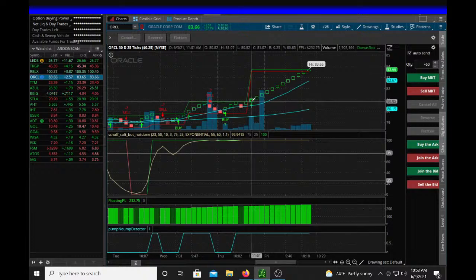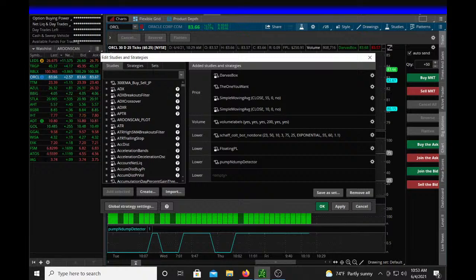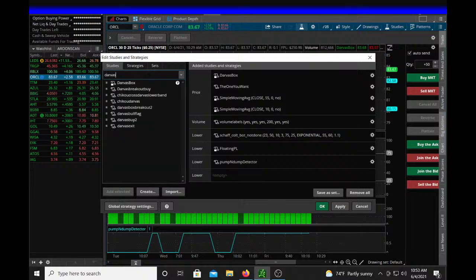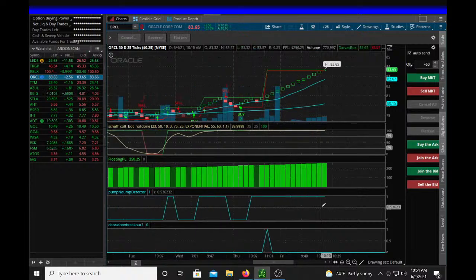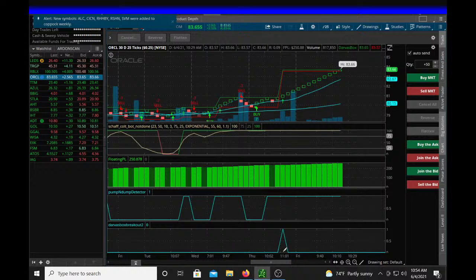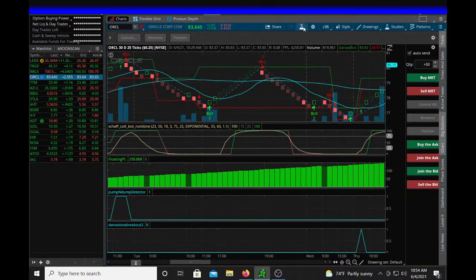Now, if we want to see these signals, this is a big bull flag, and we can find that bull flag. We have a scan built for that, and it will work as a watch list. As you can see, this breakout 2 is finding it. It should find that bull flag there, and just about any bull flag anywhere.